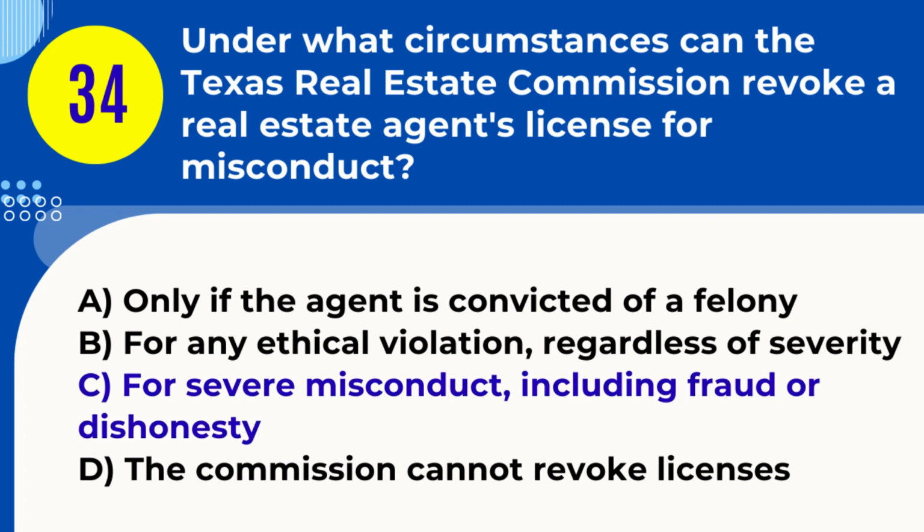Answer: C. For severe misconduct, including fraud or dishonesty. Explanation: the Texas Real Estate Commission can revoke a real estate agent's license for severe misconduct, such as fraud, dishonesty, or other serious violations of professional ethics.